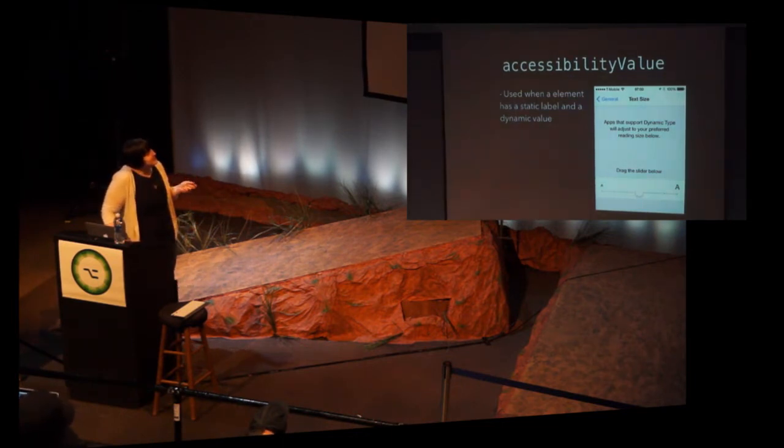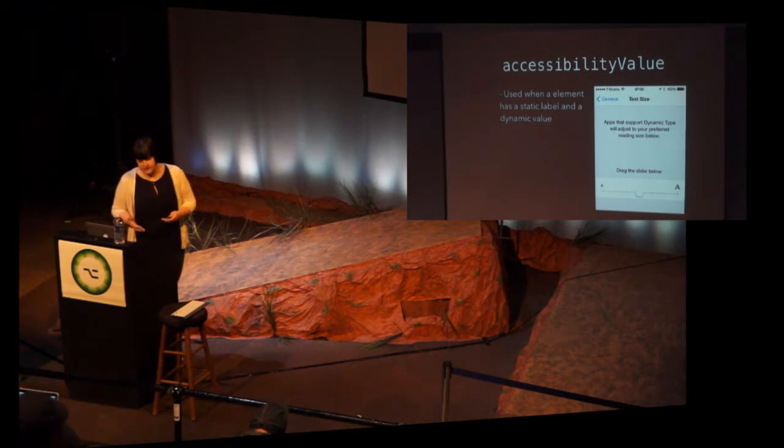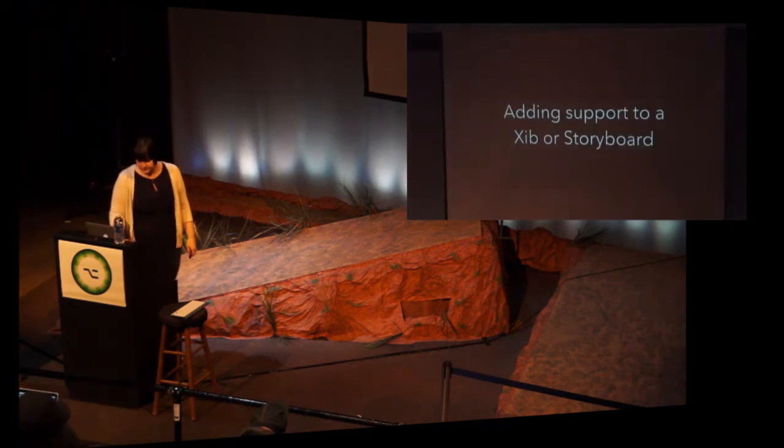Accessibility value is also something that's quite good. If you're using something like a slider, by default, it would say something like 50%, which isn't exactly a good thing on something like text size, because it's more like a medium size or 16 point or something like that. So you can actually override it so that it says something a little bit more meaningful.